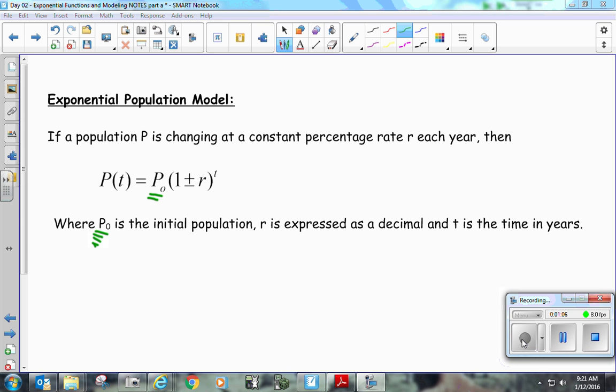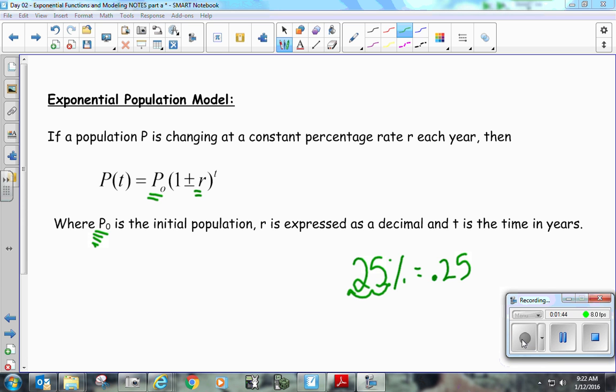R is expressed as a decimal. Meaning, if they give you a percentage rate of 25%, R needs to be in decimal. How do I make that a decimal? I divide by 100, or I slide the decimal over twice. 0.25 is 25%. So R needs to be a decimal, because when we use a calculator, there's no percent key. We just need to make it a decimal. And T is typically time in years for population.